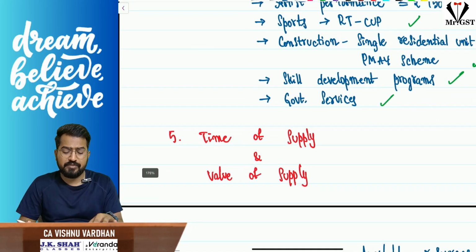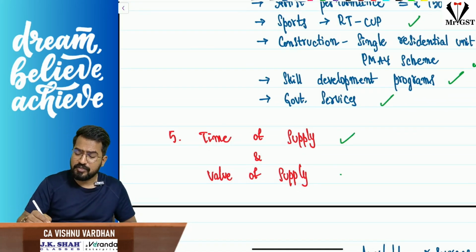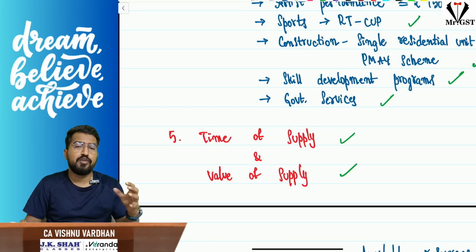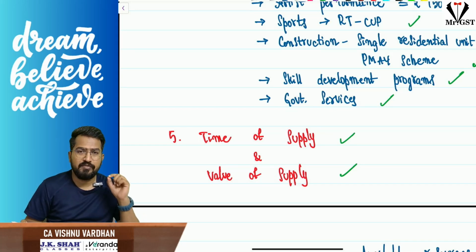Next, coming to the next one. See, time of supply and value of supply are very small chapters and very important chapters. And you know, especially value of supply is all about calculating the value, deals with problems. So please be very thorough with that.